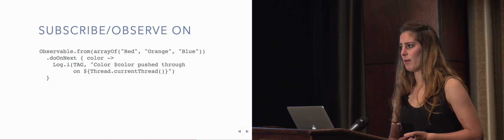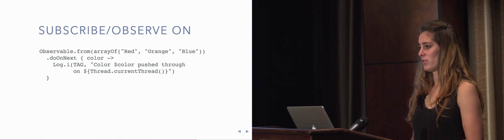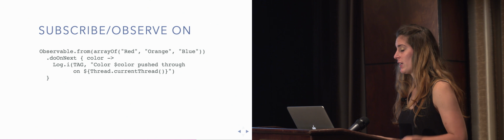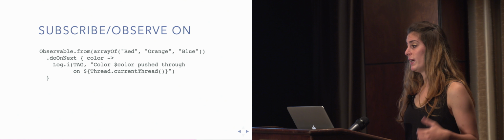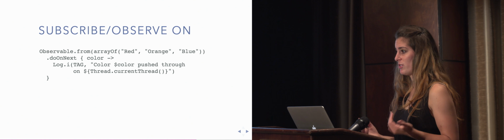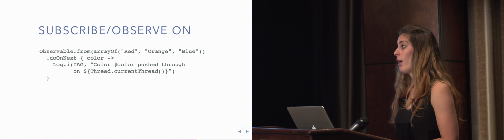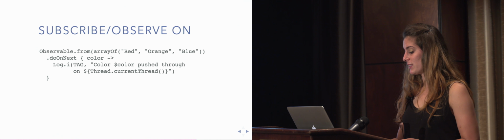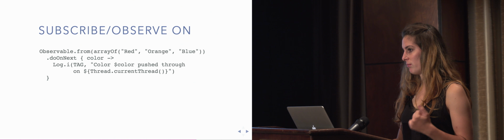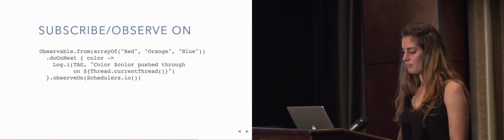You haven't seen this yet, but doOnNext is somewhat self-explanatory. When onNext fires, I'm going to do this function that I provide. In this case, the function that I provide is just a log. I just wanted to print out what thread it's occurring on. So that's all that's going on there. Print the thread when onNext happens.